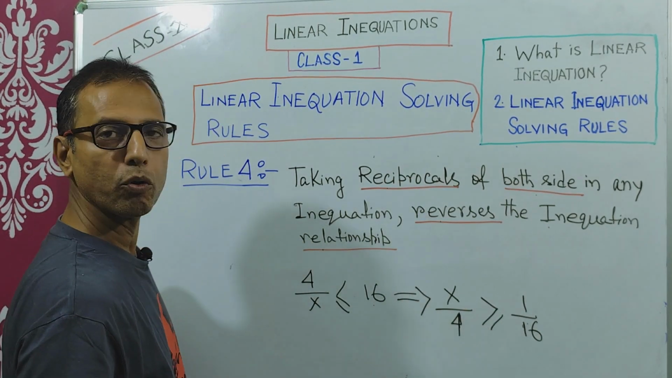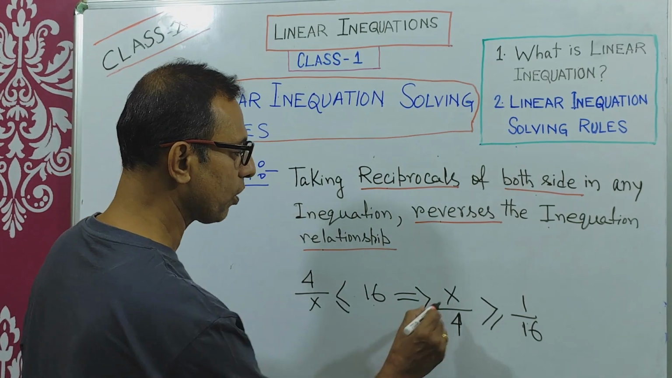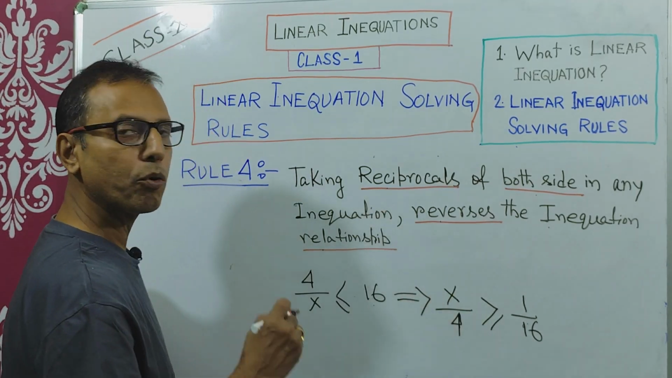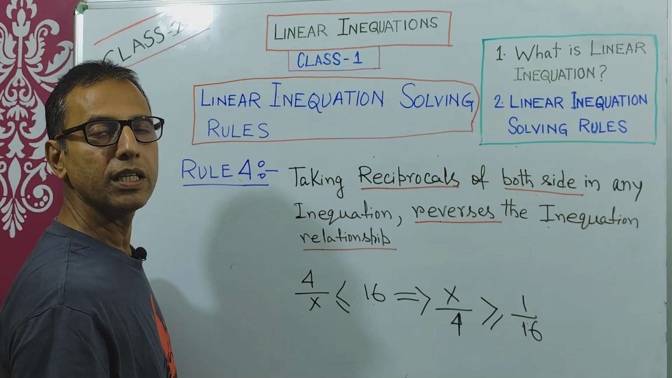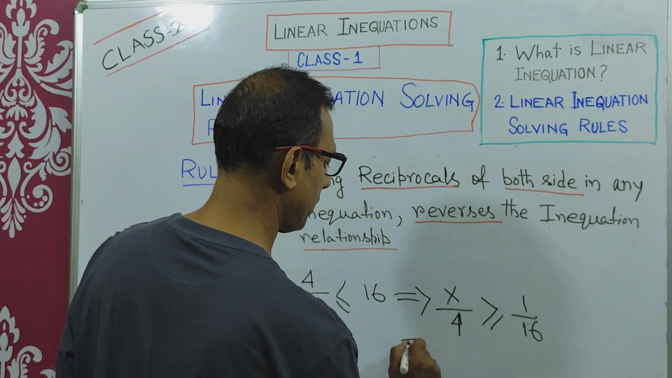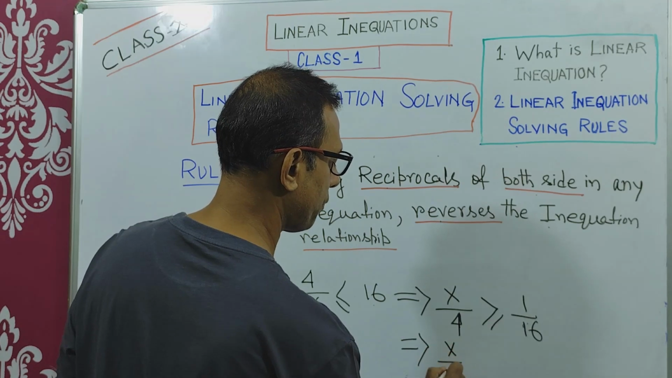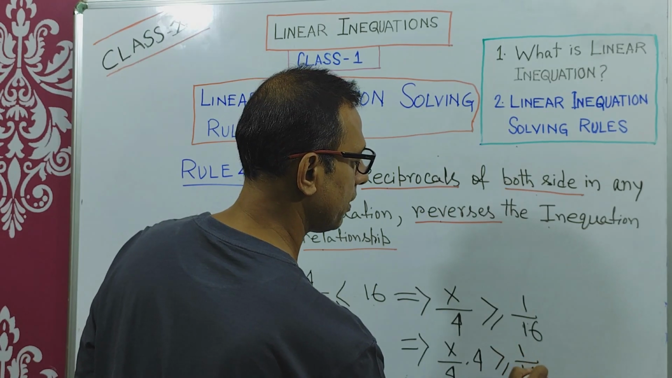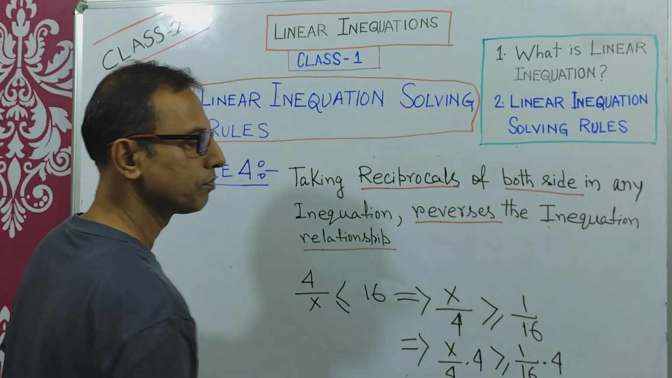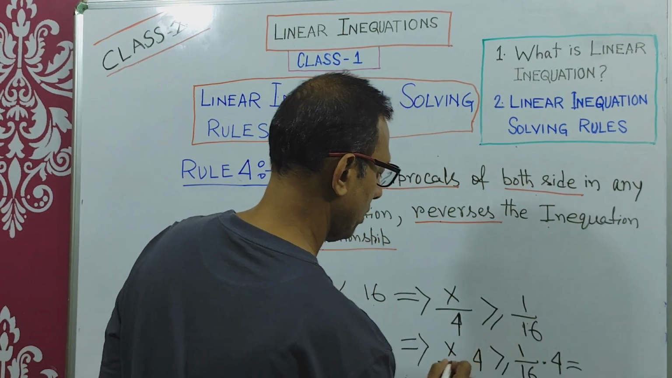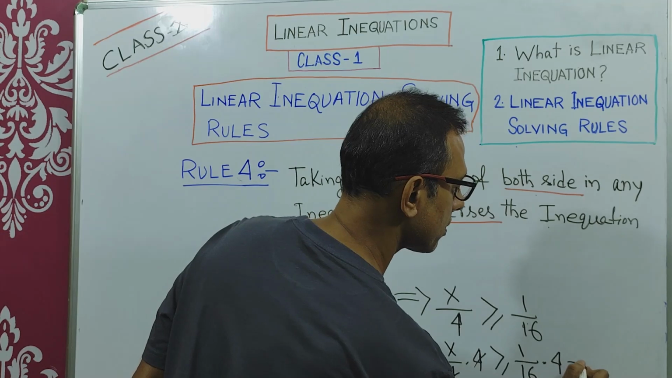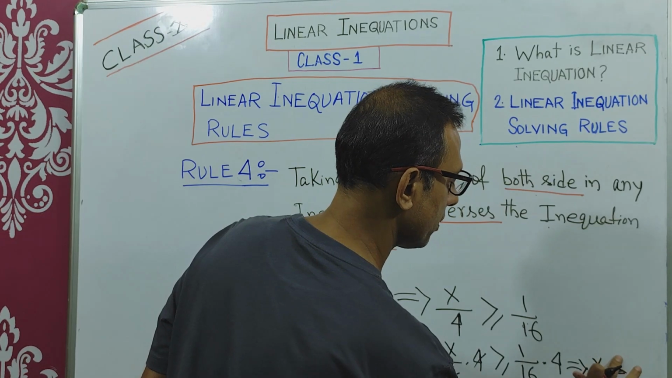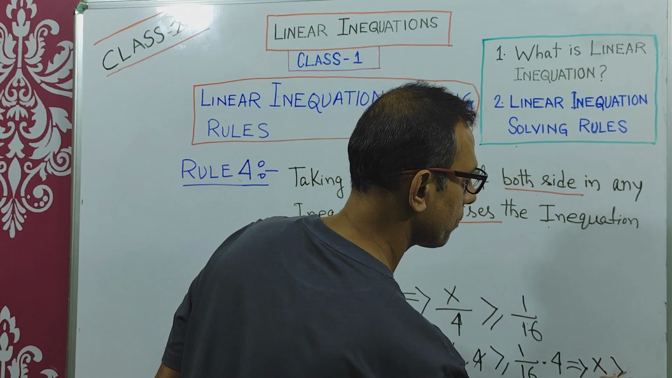Now I will multiply both sides, because I need to find out x. I need to multiply both sides with 4 to cancel this 4. If you multiply both sides with a positive number, the inequality sign remains same. So x by 4 into 4 greater than equals to 1 by 16 into 4. Right? X by 4 into 4 cancel. That means x greater than equals to 4 by 16, that means x greater than equals to 1 by 4.